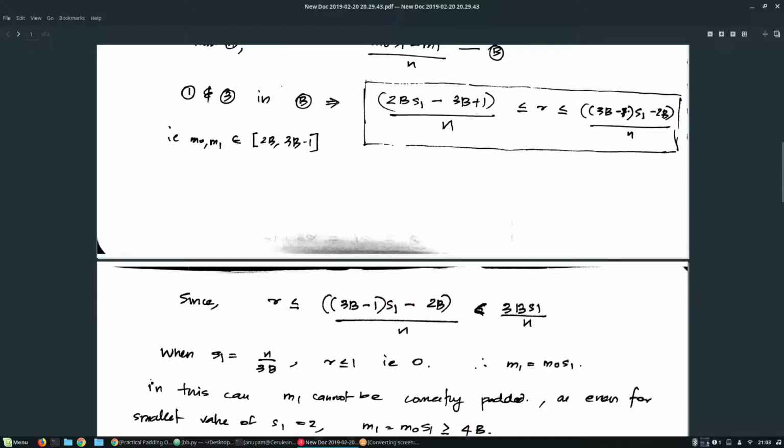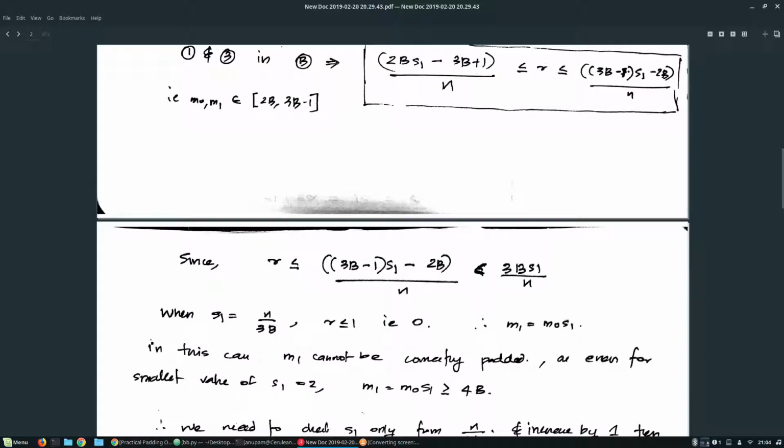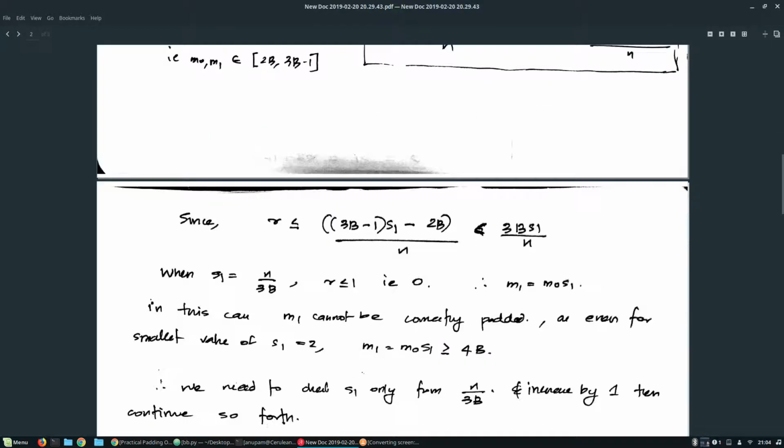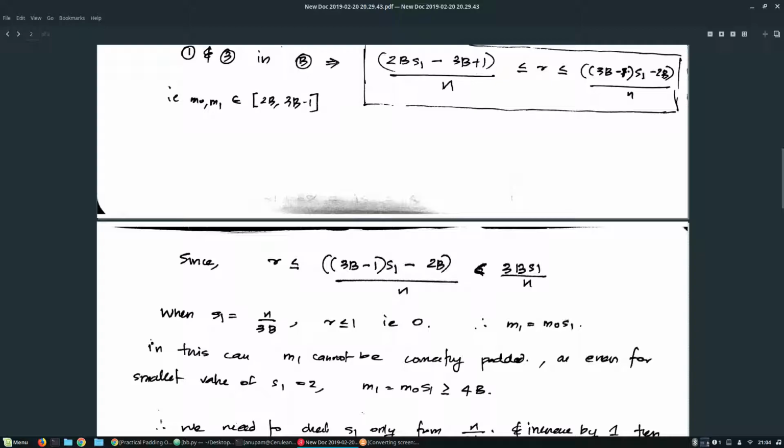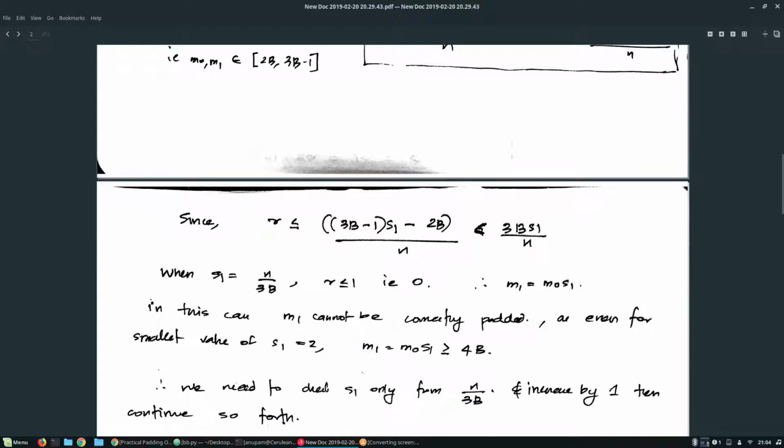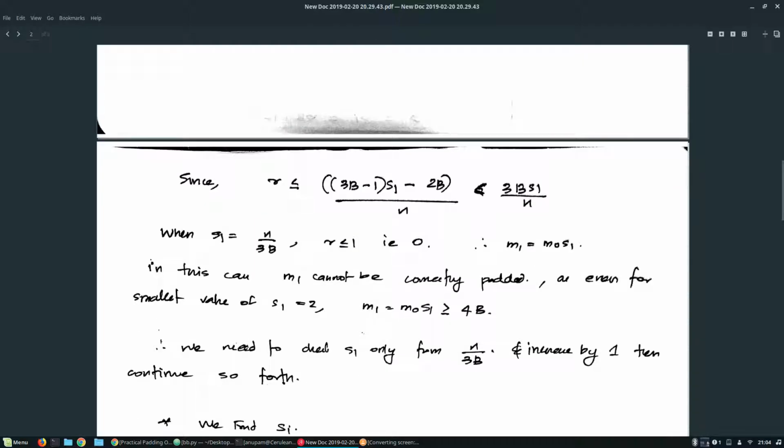So we basically find out the limits in which we have to check for r if we know a particular value for s1. Now let's see how to use this. Before that, we know that the upper limit of r is of this form, (3b minus 1) into s1 minus 2b by n, which is clearly less than 3b into s1 by n. So if we have an s1 where s1 is equal to n by 3b, then if we substitute it, we can get that r is less than 1.